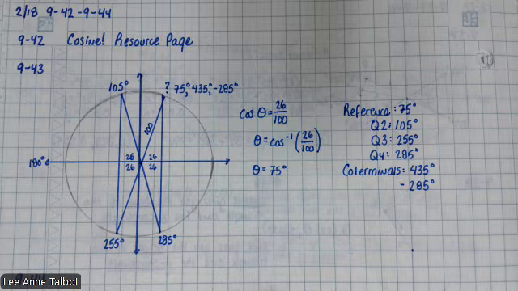I went to 75 this way, and then I rotated backwards 360, so I did 75 minus 360. And you can keep subtracting 360 or adding 360 until you hit a positive and until you hit a negative.